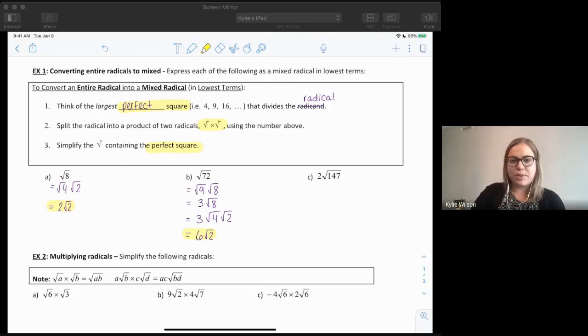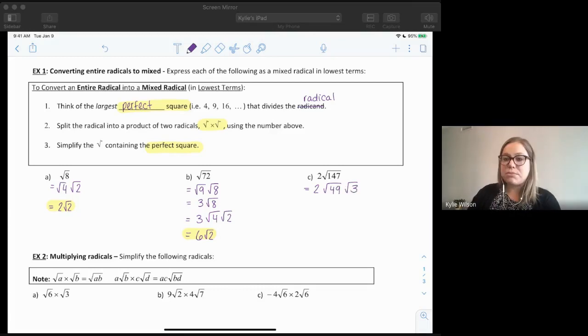Let's do another one because it does help to keep doing examples with this. So our next one is 2 root 147. So we want to start by thinking of the factors of 147 and thinking if I can divide that nicely by any of my perfect squares. So again, my perfect squares, 4, 9, 16, 25, 36, 49, 64. And 147 can be divided into root 49, root 3.